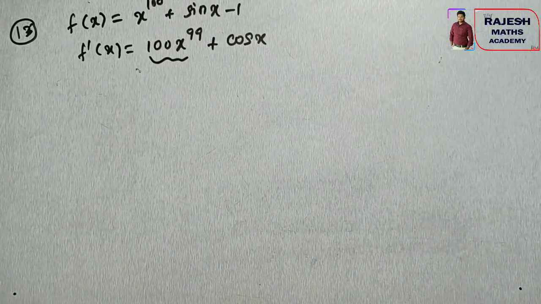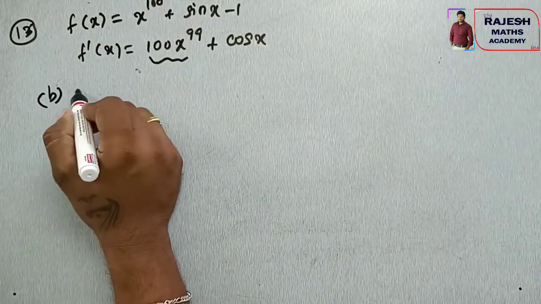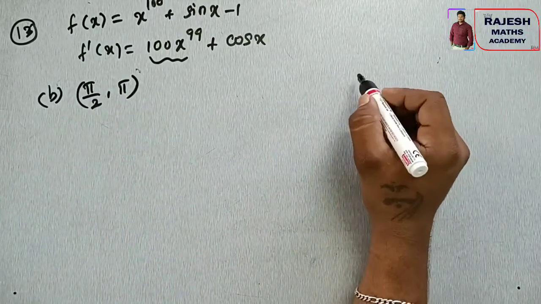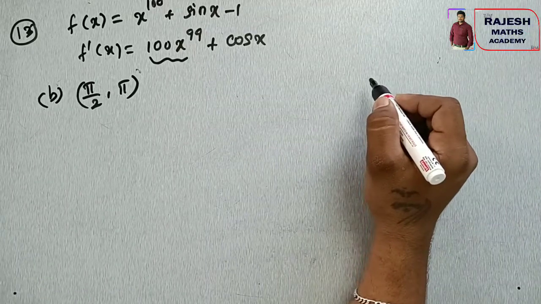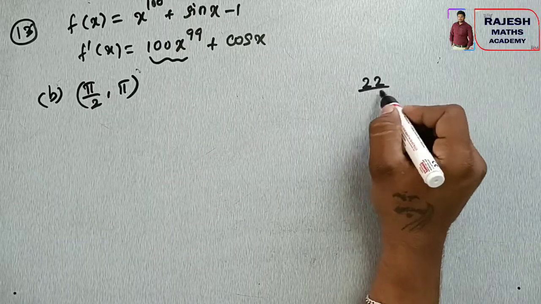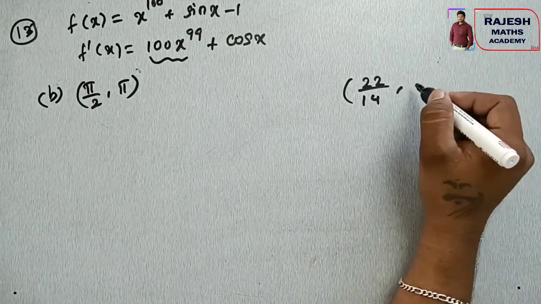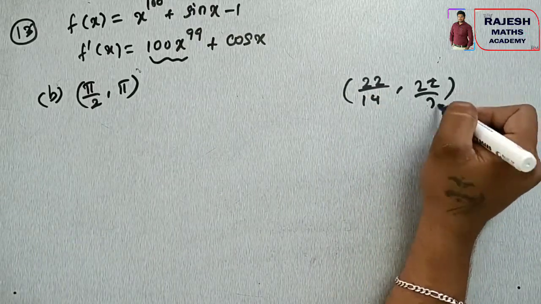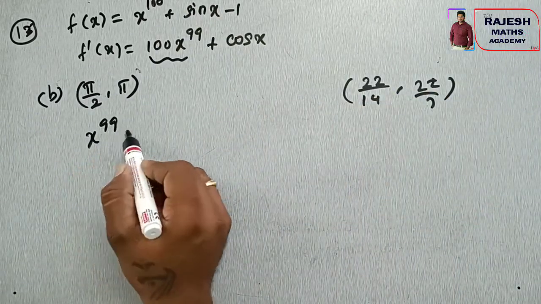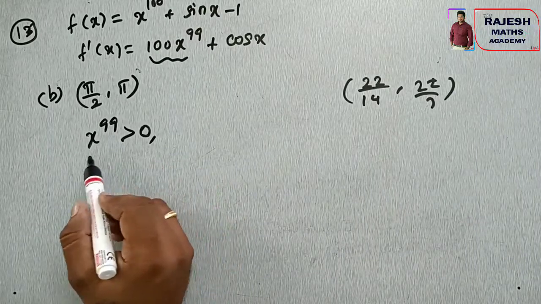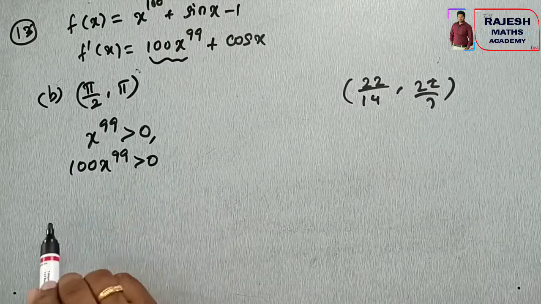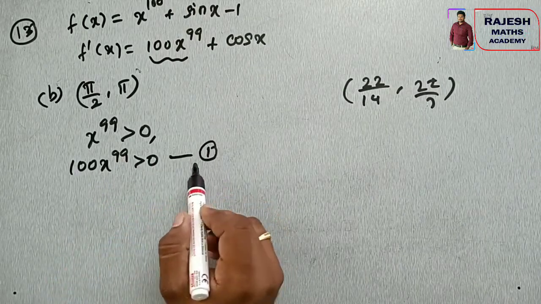Next, option B. The interval given here is pi by 2 to pi. Converting pi by 2 to pi into radian, substituting pi equal to 22 by 7, I will get 22 by 14 comma 22 by 7. So it is always positive. We can clearly write that x power 99 is greater than 0, so 100 into x power 99 is also greater than 0. Keep it as equation number 1.